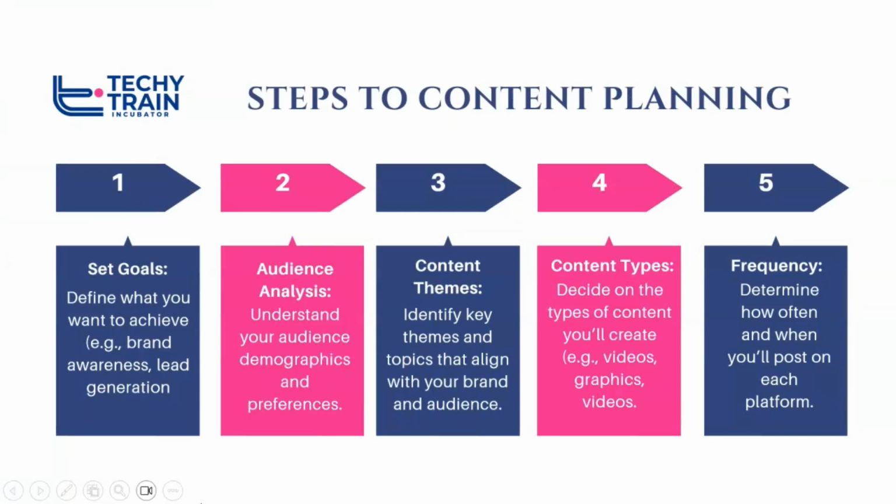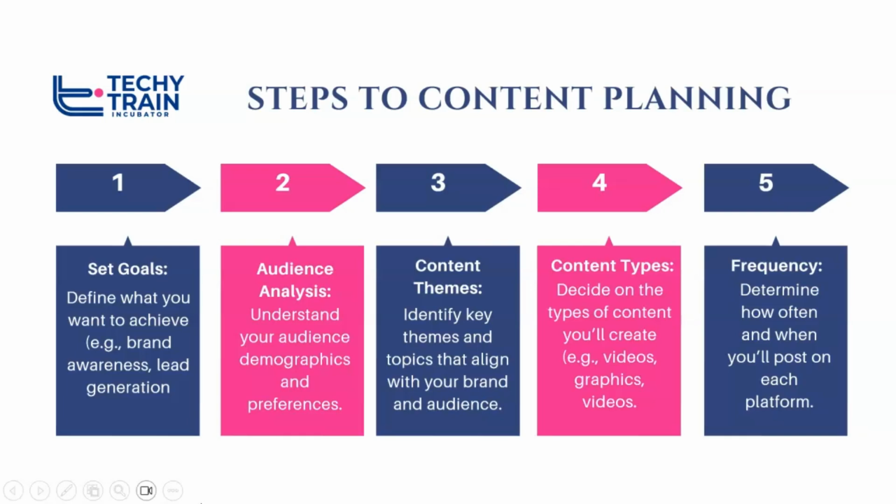Now, what are the steps to content planning? The first step is to set your goals, which involves defining what you want to achieve. You might want to achieve brand awareness, lead generation, or more followers from your content. You have to set that goal. Then the second step is to do an audience analysis. You want to understand your audience demographic and preferences. You can check your social media insights to see your audience demographic. Are they young people? Are they older people? What is their age range? What are their preferences?